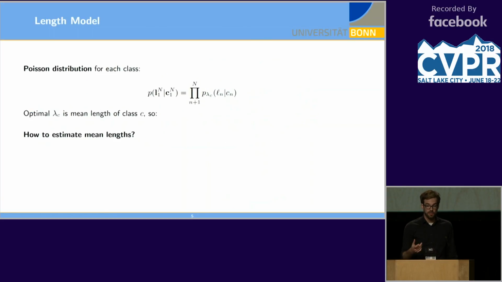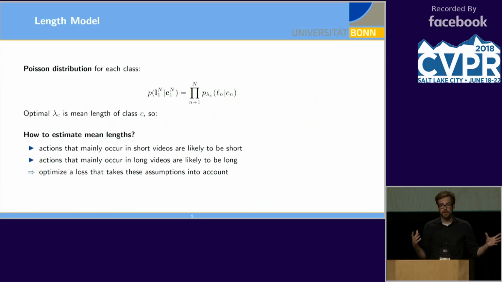One is the length model. Next question, how can we model length if we do not have any kind of temporal information? Actually, we can formulate a loss function that takes some heuristics into account. For example, short actions rather occur in shorter videos and long actions rather occur in long videos. So taking this into account, we actually can get a pretty good idea how long actions should be in practice. So we talked about the visual part, the length model.